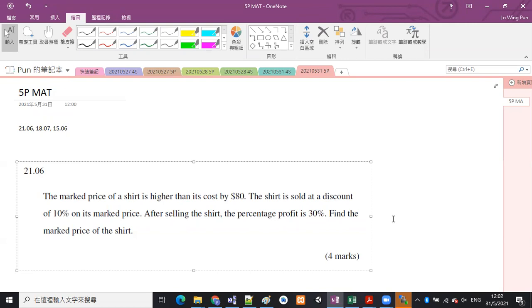The market price of a shirt is higher than its cost by $80. So $80 is actually the difference between the cost price and the market price. Okay? Which one is higher? Market price or cost price is higher?